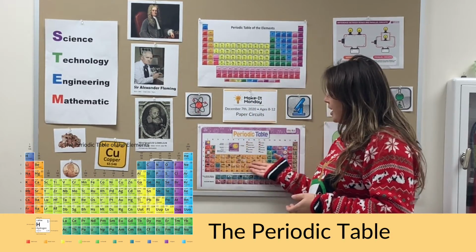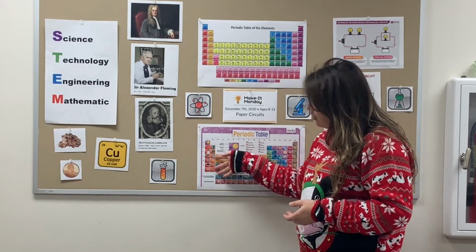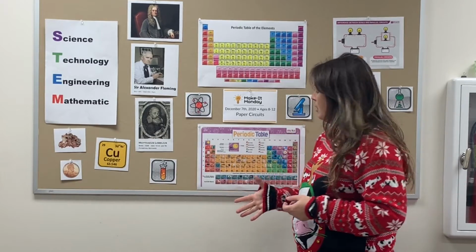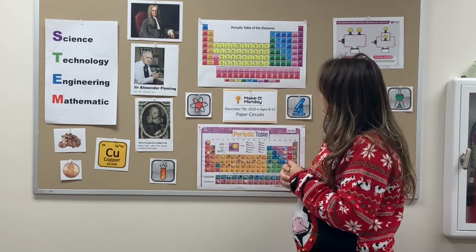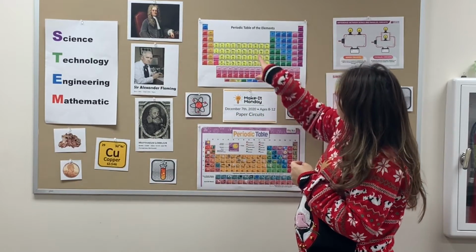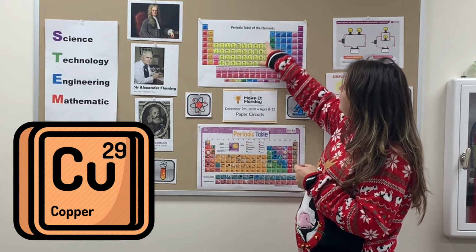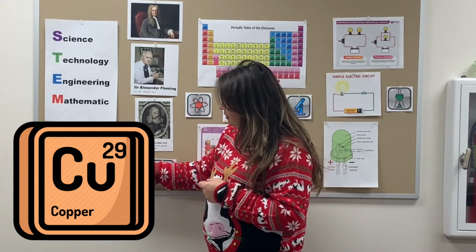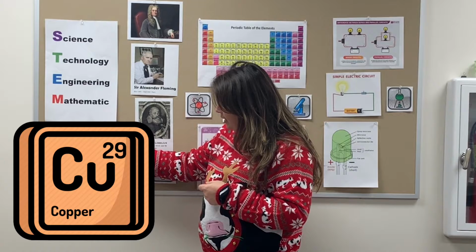The periodic table is great for scientists because all of these little blocks are like the building blocks of what makes things up in the world. So depending on which blocks you have makes different things. We are going to focus on this particular element, because this is a periodic table of elements, the element copper. Copper is Cu, and it's number 29.